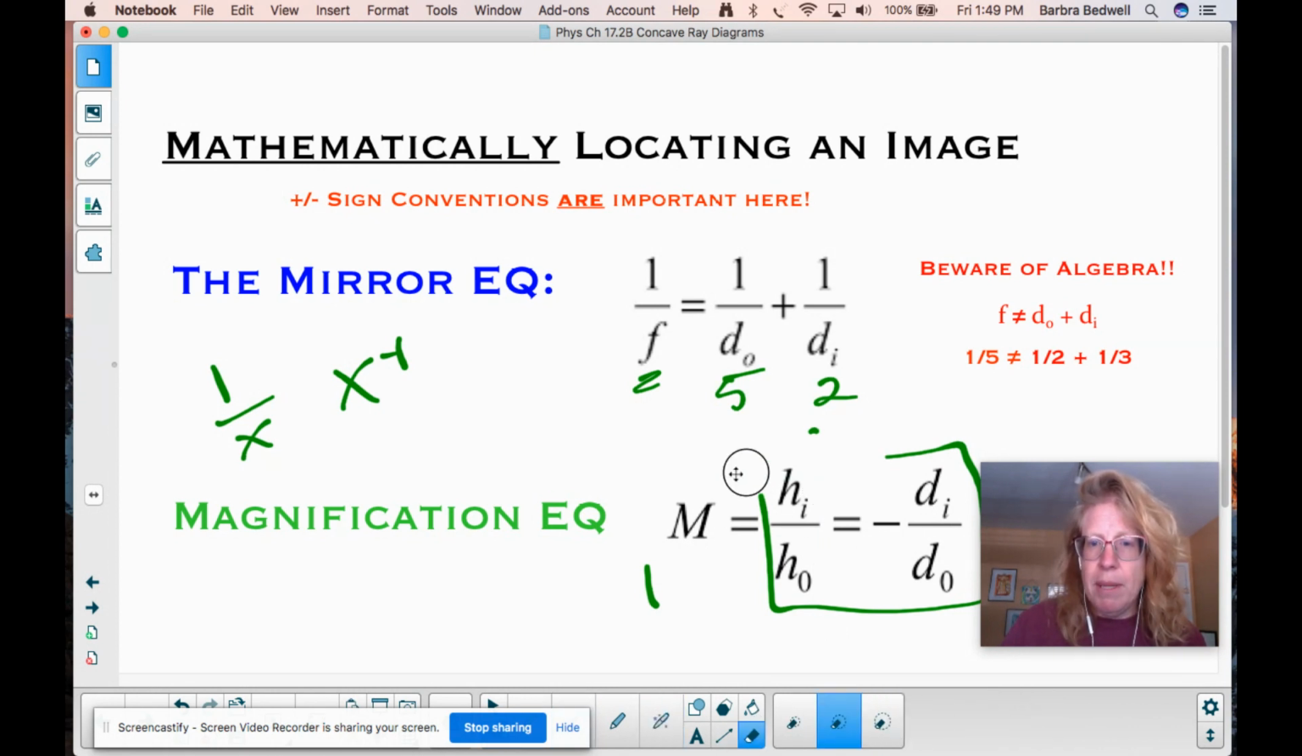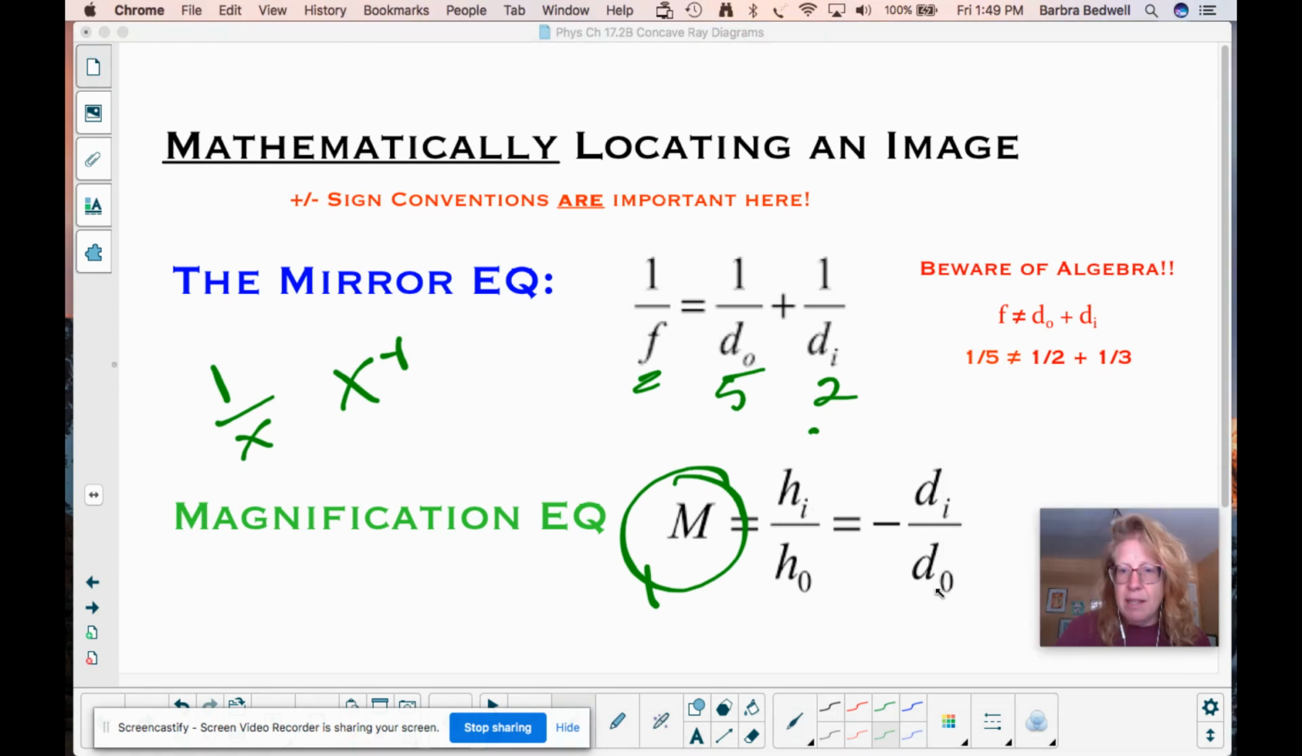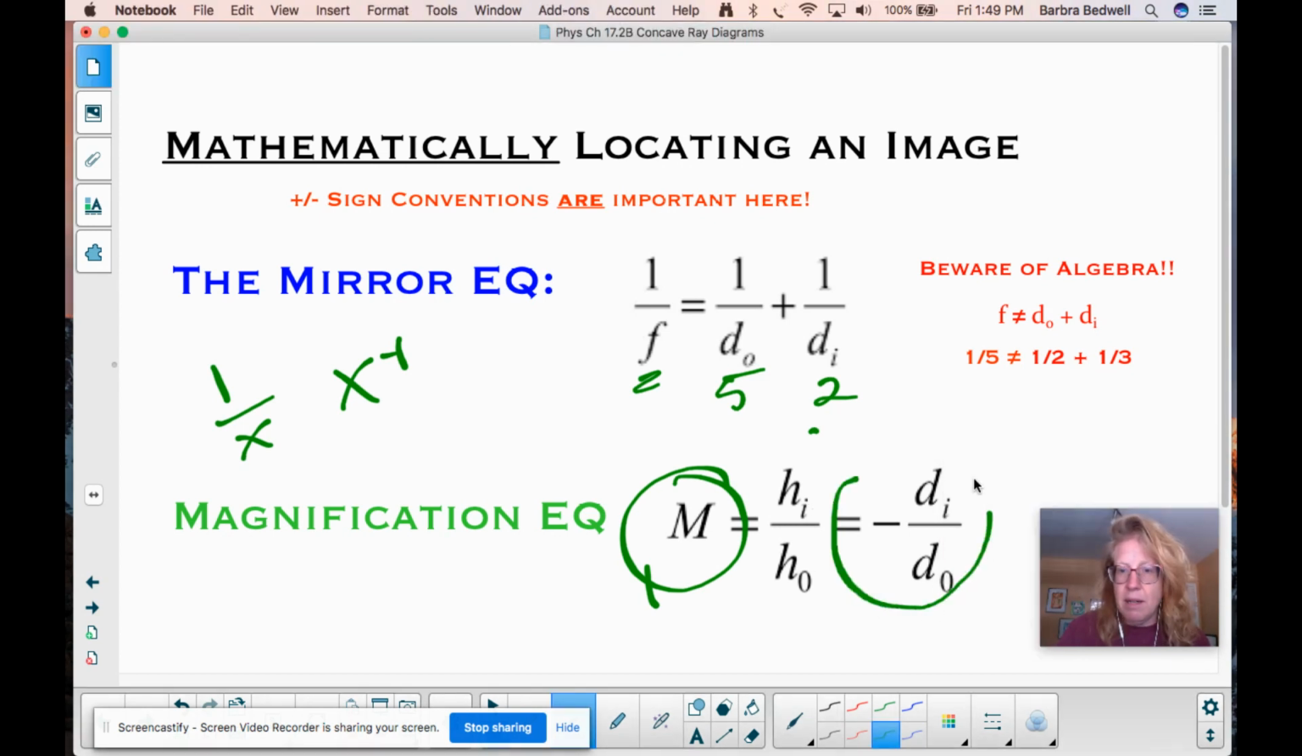Or you can use the other version of it, where you use M and di, do. There we go. Didn't know I could make that picture smaller. Learn something new. So M equals negative di over do. Why is the negative here?